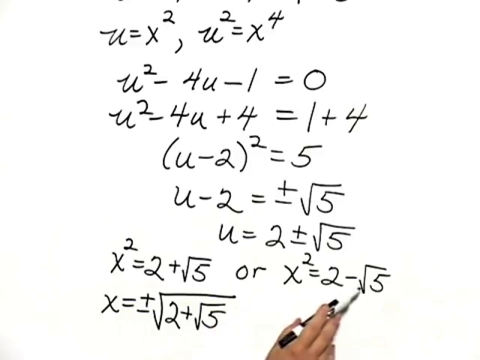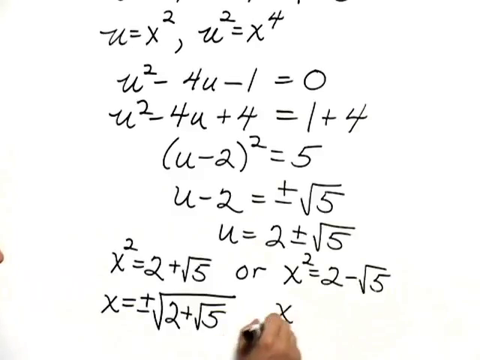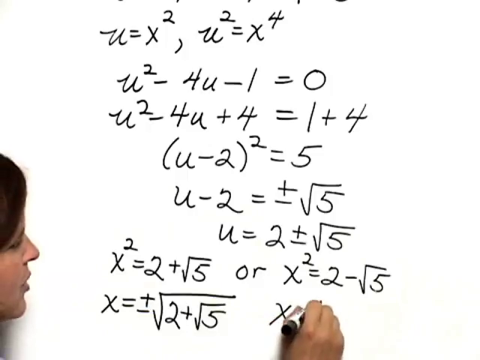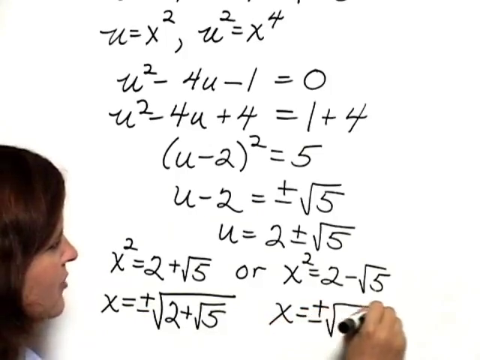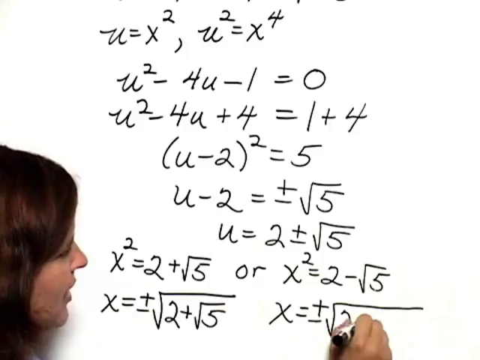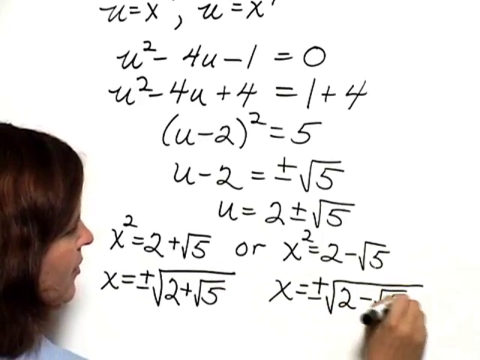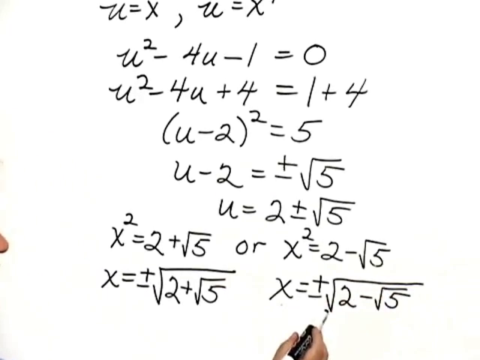Over here, however, the square root of 5 is actually greater than 2. So 2 minus the square root of 5 is a negative number. I can still solve with the principle of square roots, but I have to do some simplification because I really have a complex number here. x equals plus or minus the square root of 2 minus the square root of 5.